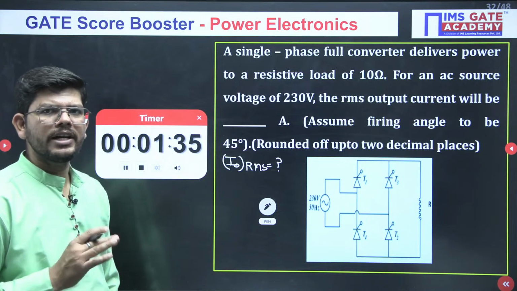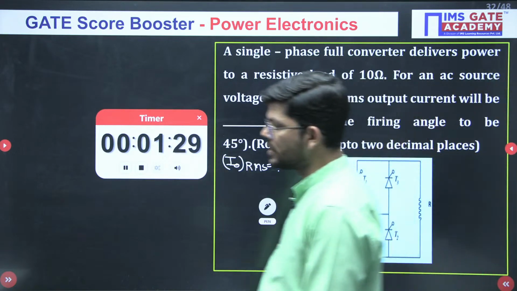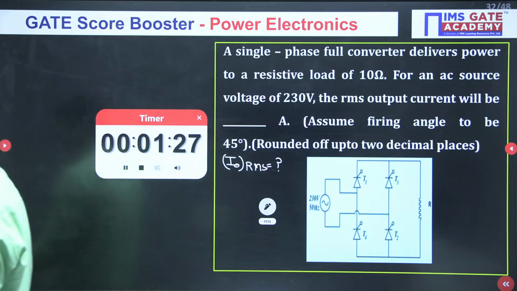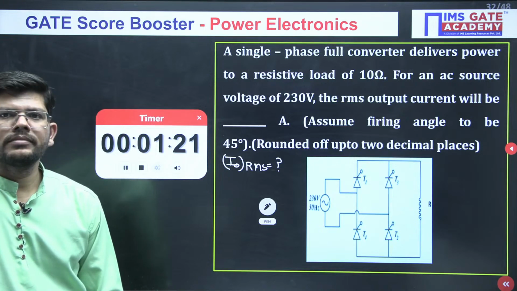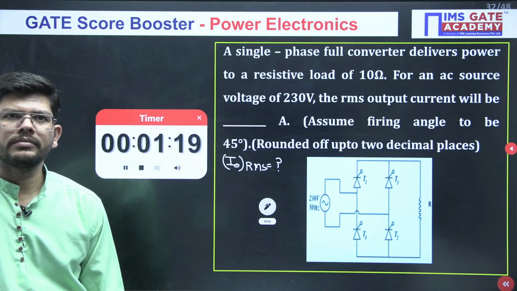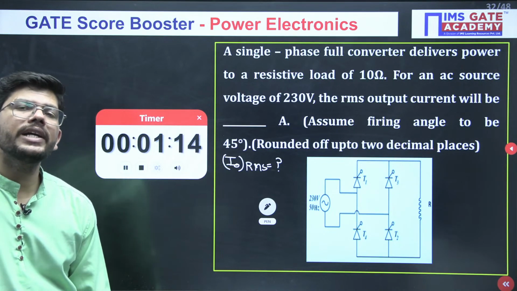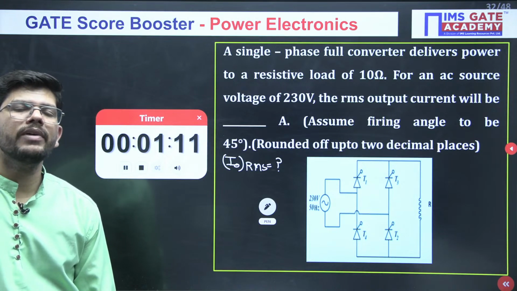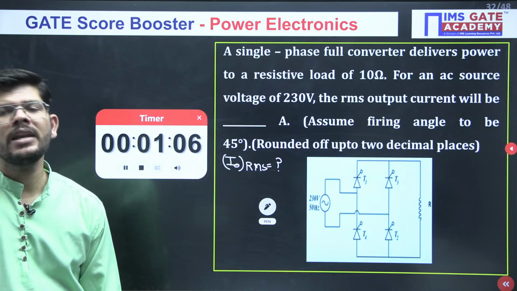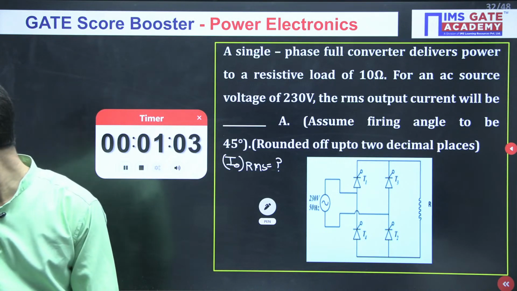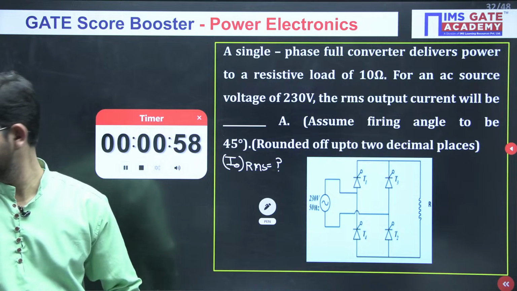RMS current will be RMS voltage divided by the resistance, so you have to find the RMS voltage. Normally we know that in the case of a single phase full bridge controlled converter, the RMS output voltage is equal to the source voltage. But when can we do that particular thing? Or forget about that, simply how to solve this question.